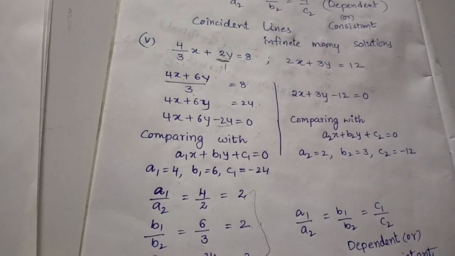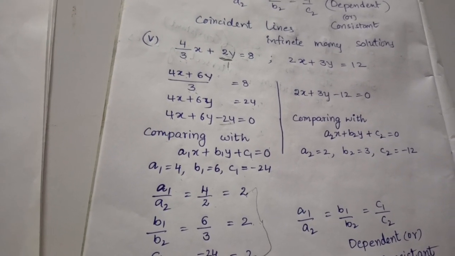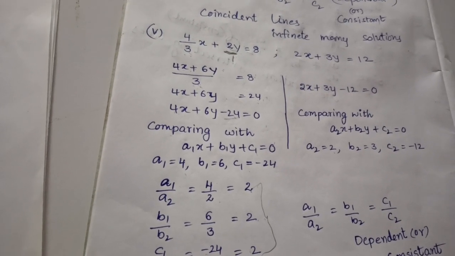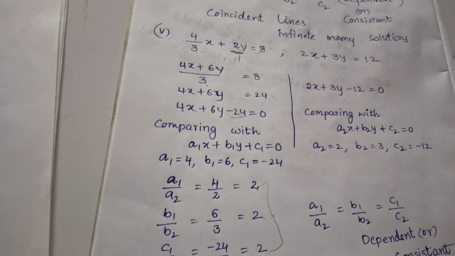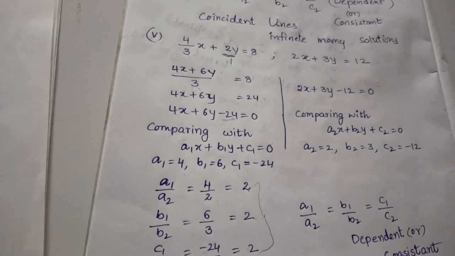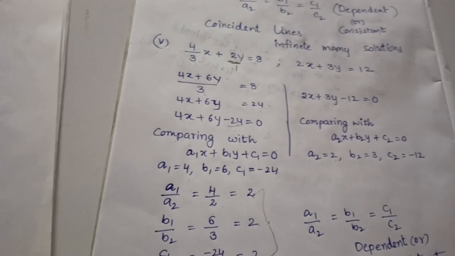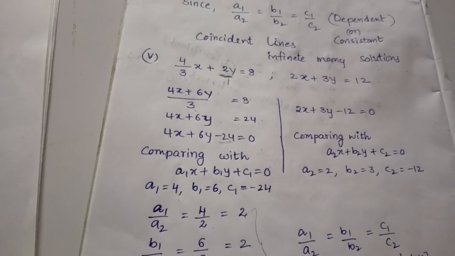So these lines also are dependent lines, consistent lines. Dependent lines are consistent lines. Dependent lines are coincident lines. These lines have infinitely many solutions.